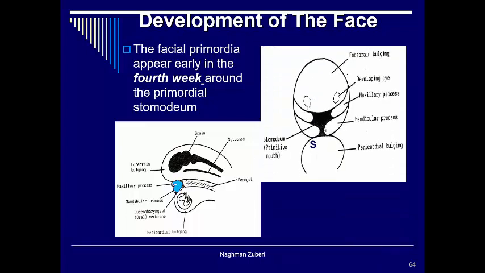Well, actually there are 5 processes. The frontonasal process, 2 bilateral maxillary processes, and 2 bilateral mandibular processes around the future oral cavity, and they appear on top of the pericardial bulge. This is the frontonasal, then we have maxillary, and then we have mandibular processes.